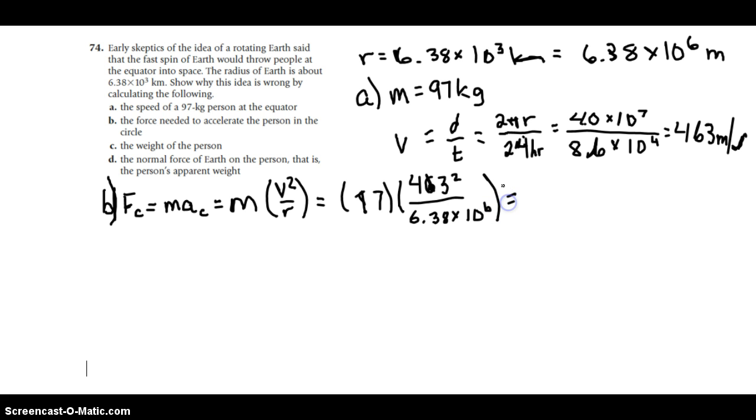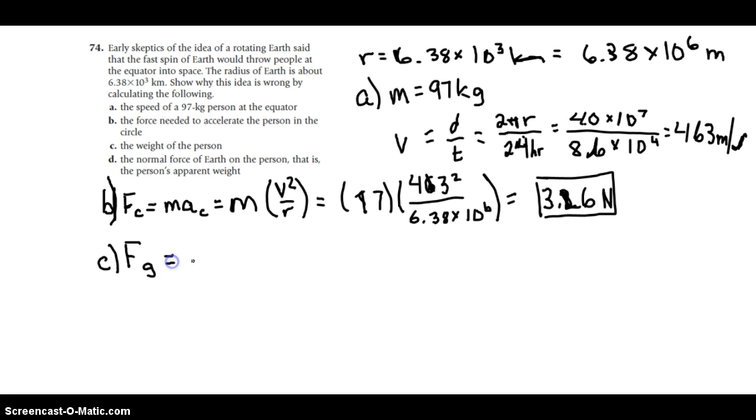So we plug all that into our calculator. We should get 3.26 newtons is the force that it's going to take to accelerate us at that speed. Now that might sound like a really small force, but if you think the Earth has its entire radius to work with to accelerate us, so it's not going to take the Earth much to keep us going in a circle. So now they ask us for the weight of the person.